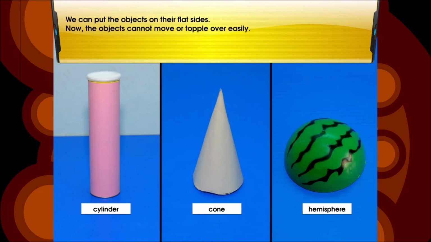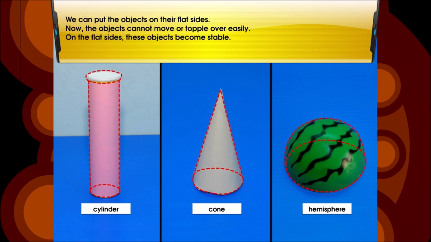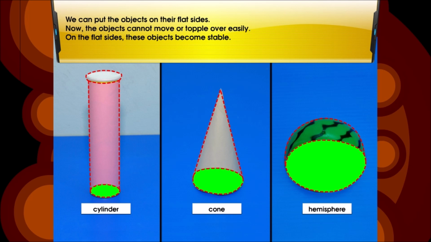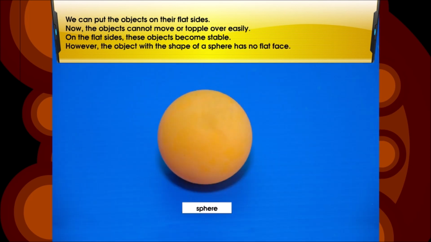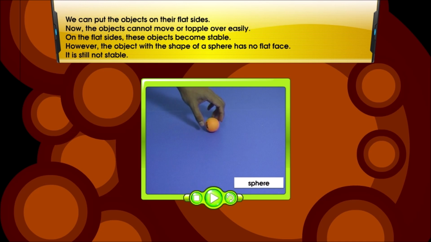Now, the objects cannot move or topple over easily. On the flat sides, these objects become stable. However, the object with the shape of a sphere has no flat face. It is still not stable.